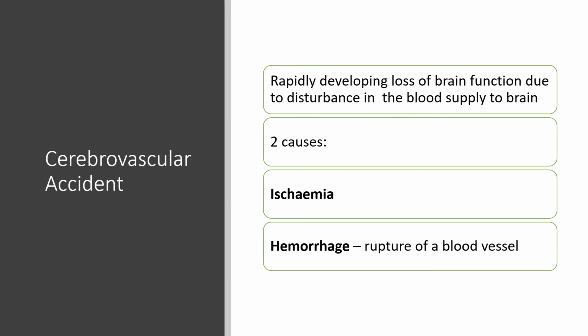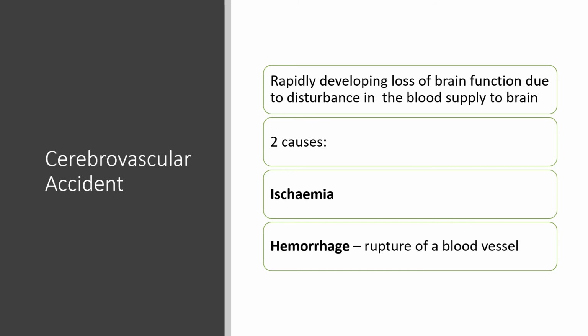The most common condition affecting the blood supply of the brain is the cerebrovascular accident, also called the stroke. A cerebrovascular accident or stroke is a rapidly developing loss of brain function due to a disturbance in the blood supply of the brain. There are two major causes for a cerebrovascular accident.